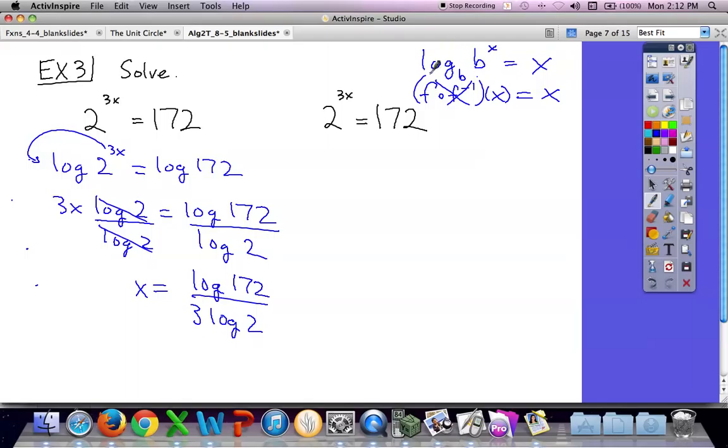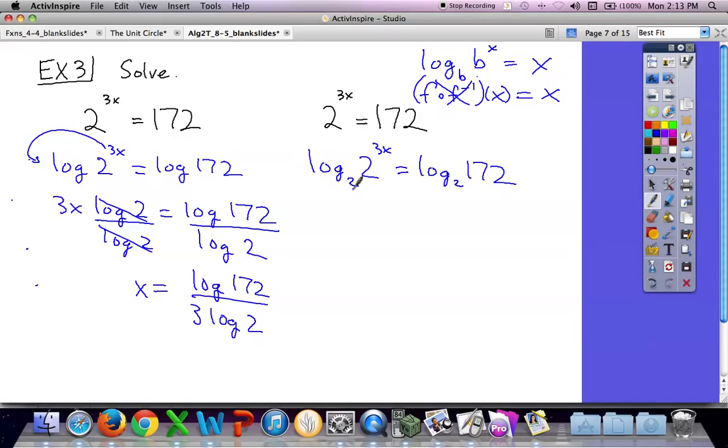So I would not take any base there. I'll take log base 2. Take log base 2 of both sides. Log base 2 of 2 to the 3x equals log base 2 of 172. Now, how does the left-hand side simplify based on what I was just saying up here? You just get the 3x, right?